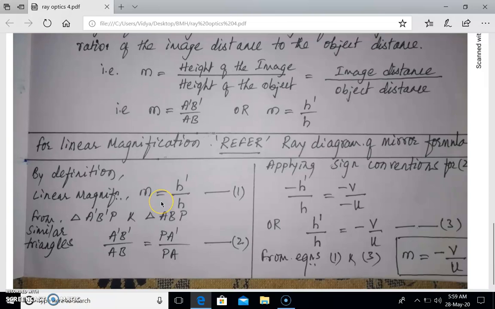Here in equation 1, M equals to H dash by H, linear magnification M equals to H dash by H. So in equation 3, H dash by H we are getting minus V by U. Equating these two equations, we can write linear magnification is equal to minus V by U, where V is the image distance, U is the object distance.